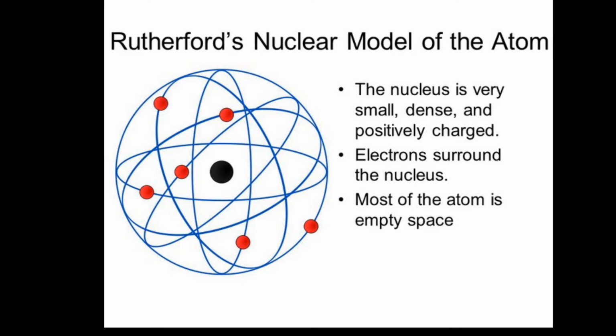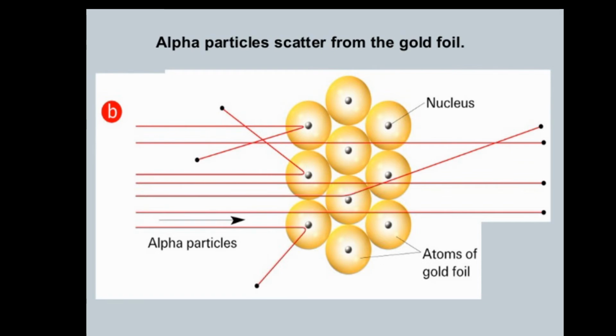Now we're going to see the biggest diagram. This is an alpha particle scattered from the gold foil. You can see some bounce back, but many of the alpha particles go straight. A few are deflected through a small angle, and a very small number bounce back. That is what we call the gold foil experiment. Now we need to draw a conclusion.